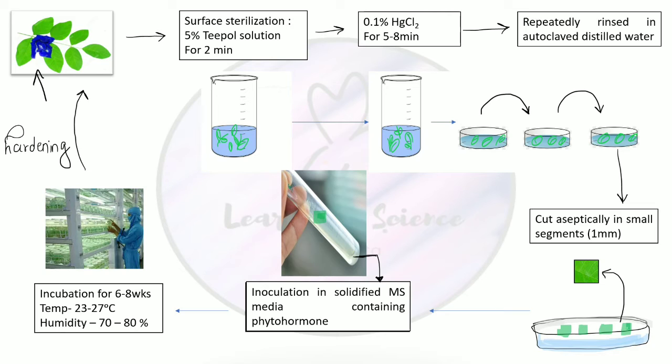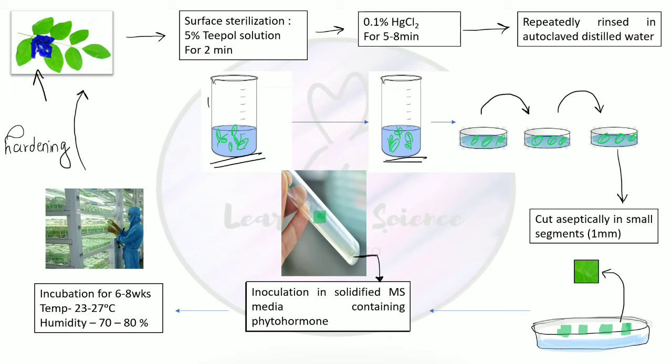The first thing is you are going to sterilize the explant. The sterilants that we are going to use here: first, very common, is the teepol. You are going to use 5% teepol solution. You are going to immerse the explant in this solution for 2 minutes. After that, you are going to transfer it into 0.1% mercuric chloride for around 5 to 8 minutes. You will have to swirl the beaker constantly for proper sterilization of every part of the plant material.